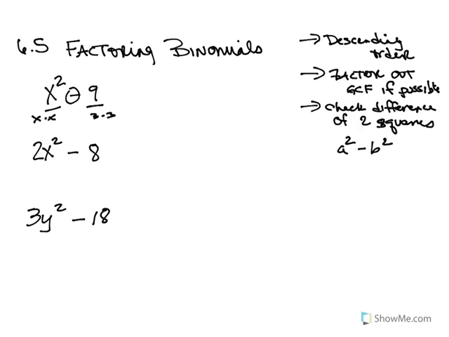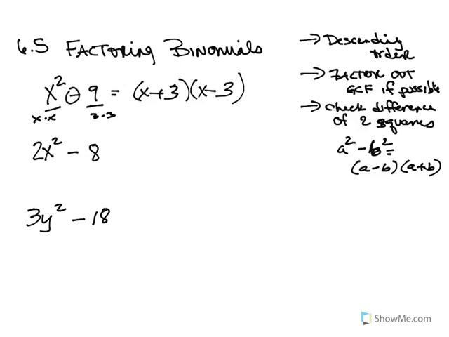So when we factor it, factoring the difference of two squares is always the same process: A minus B, A plus B. Once you know the two factors, the x squared is x and x, the 9 is a 3 and a 3. One's a plus, one's a minus. And that's it.